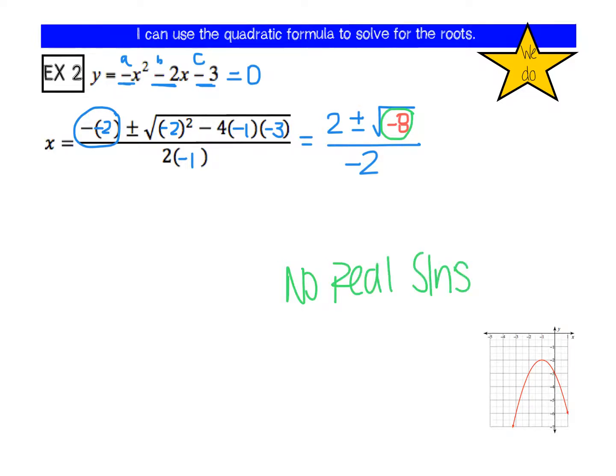And I'm verified by the fact that when I graph it, this never crosses the x-axis anywhere, because the vertex is below the x-axis and it opens down.